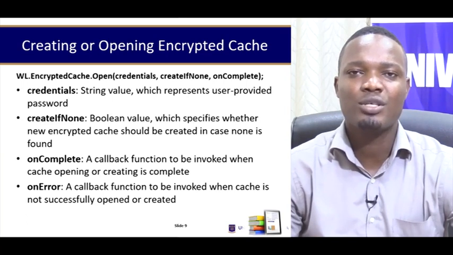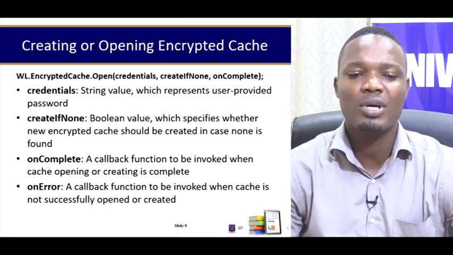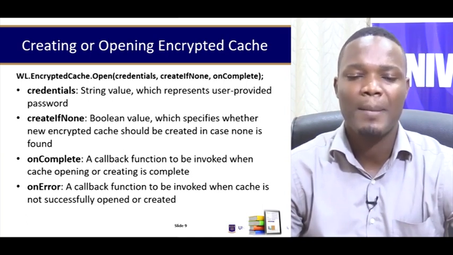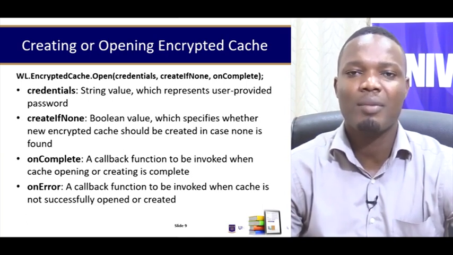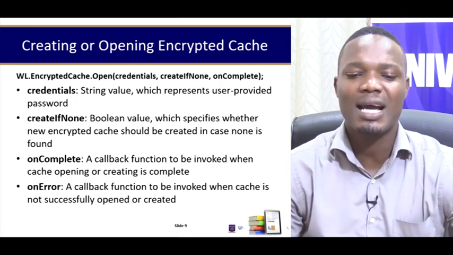Now, how do we proceed to create an encrypted cache? To create an encrypted cache, we'll use the WL encrypted cache.open. This accepts parameters. The first one is the credentials, which is a string value that represents the user provided password. The second is the create if none. This is a Boolean value which specifies whether a new encrypted cache should be created in case none is found. Then thirdly, we have the onComplete callback function.